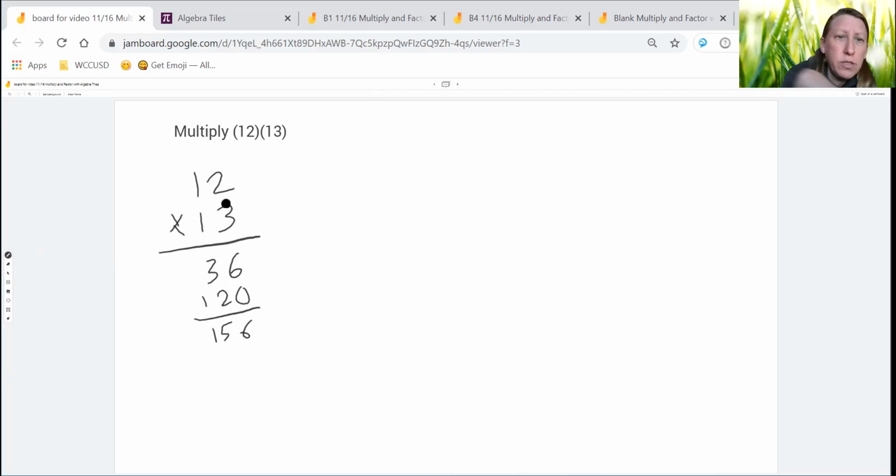A better way to multiply 12 times 13 is to think about what each part is. You're still doing it the same way, but you just show it a little bit different. So you still do 3 times 2, which is 6. But this is where they start to lie to you. They said 3 times 1, but this 1 is in the tens place. So this is not 3 times 1. This is 3 times 10. And that's a little different. 3 times 10 is not 3. 3 times 10 is 30.